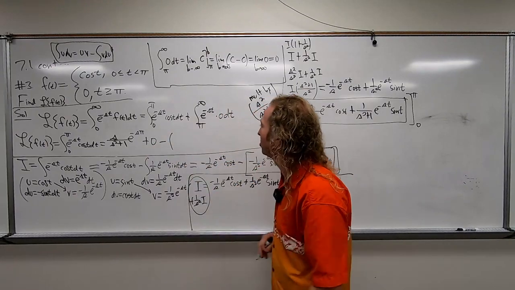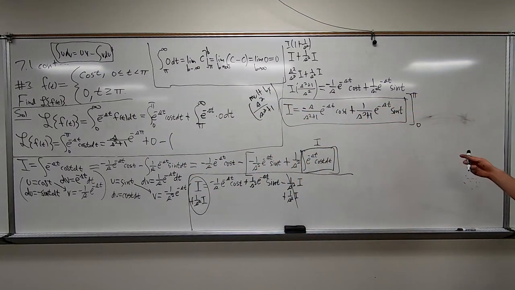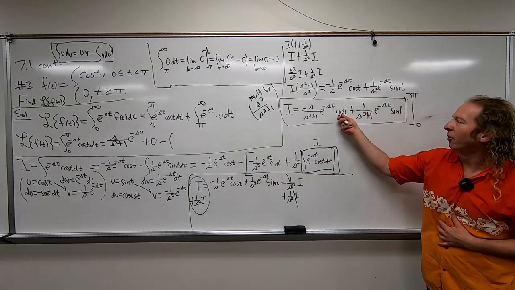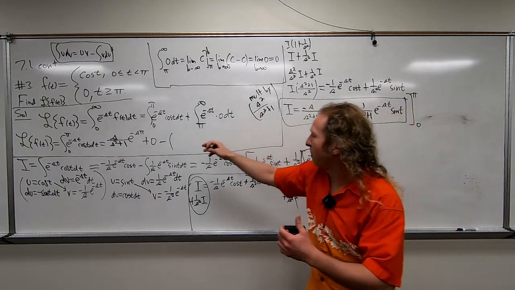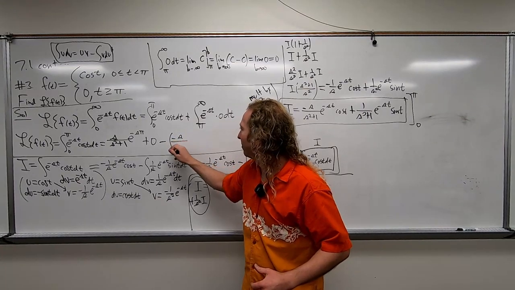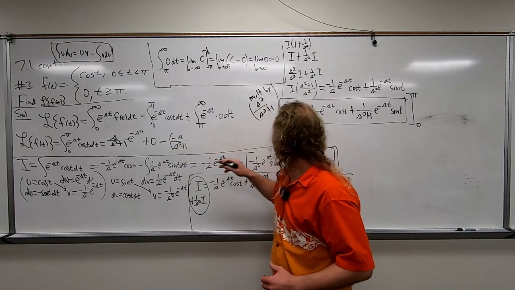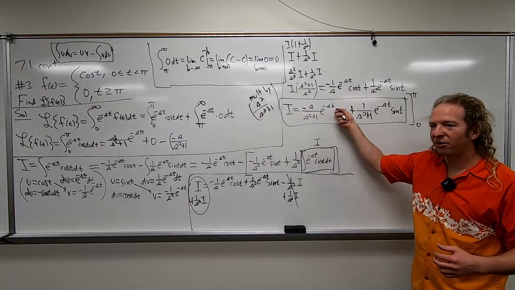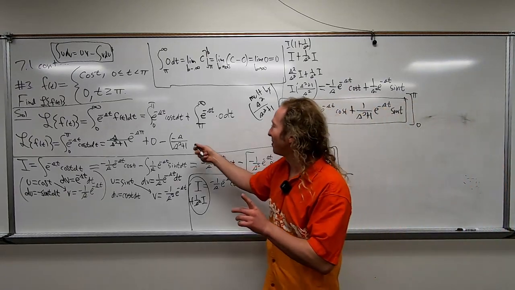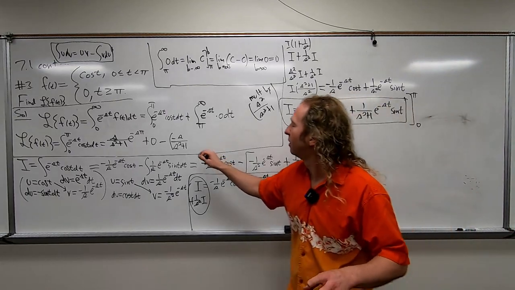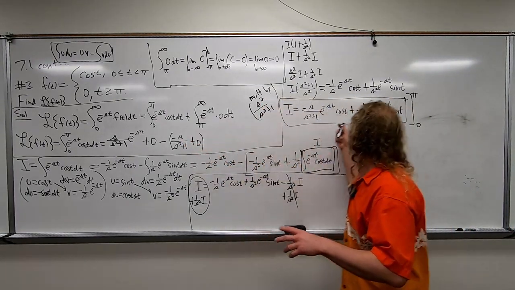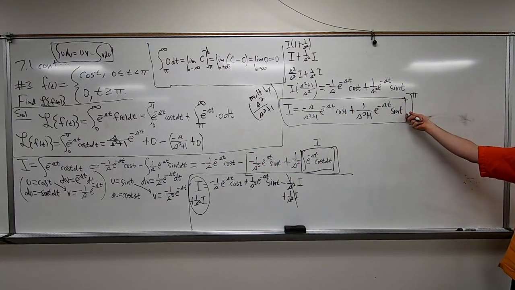Minus, just for clarity. Plugging in the zero, cosine of 0 is 1. So it'll become a positive, but I won't skip that step. And then it's e to the 0, which is 1. Cosine of 0 is 1, and then plus 0, because sine of 0 is 0.